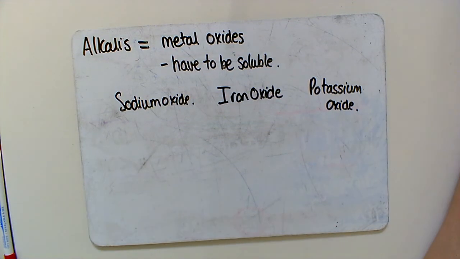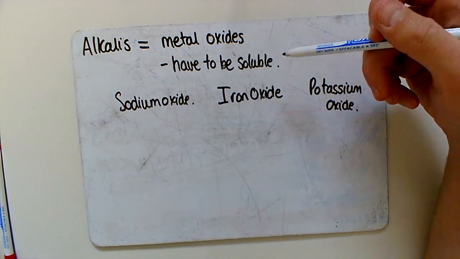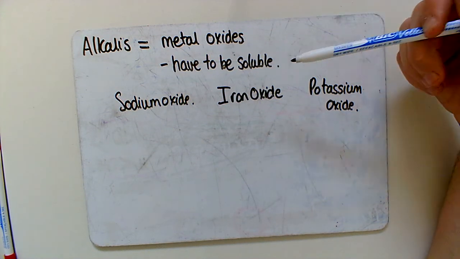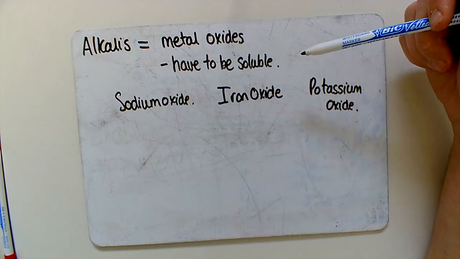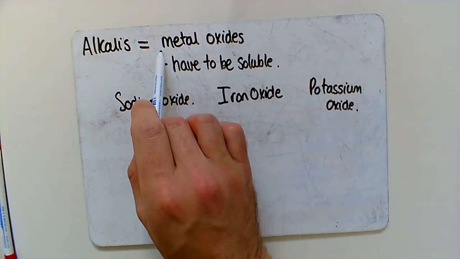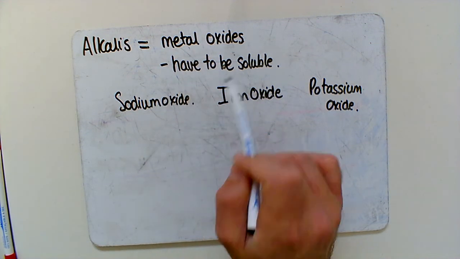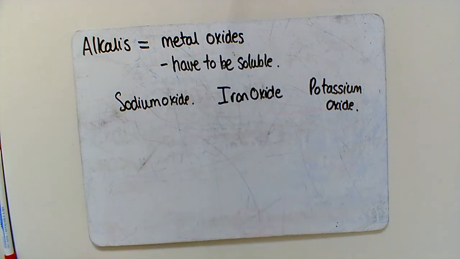Now, all of those have the potential to be an alkali, but as we've said, they need to be soluble. Now what I'm going to do is we're going to look through the data booklet, firstly, so we can work out where the metals are, and then secondly, to see if we can work out whether or not a metal oxide is soluble. So we're going to show you the data booklet again.